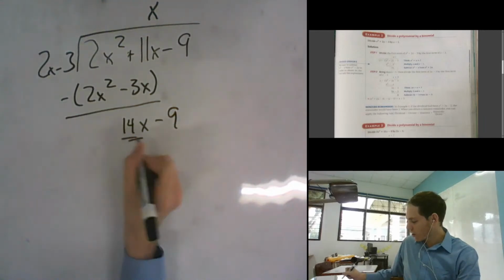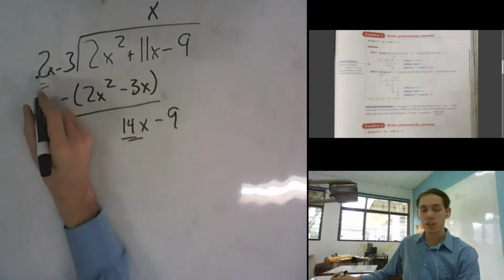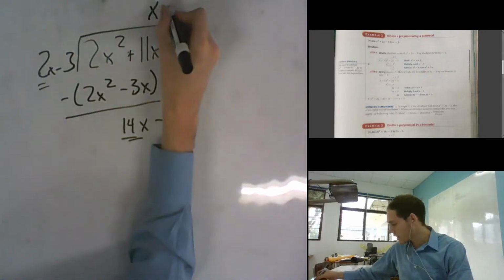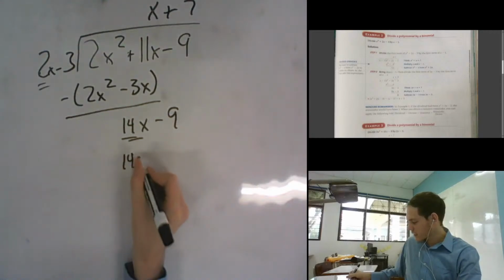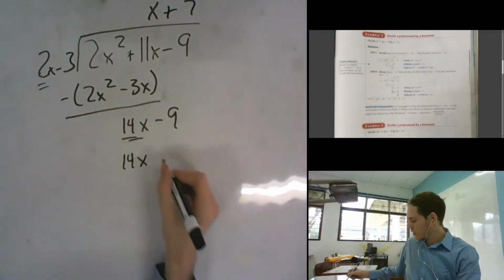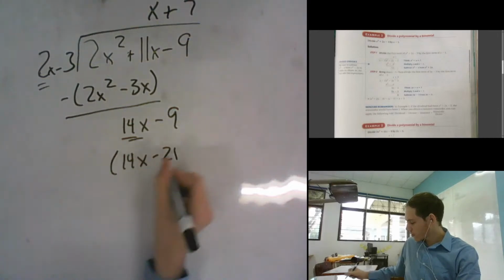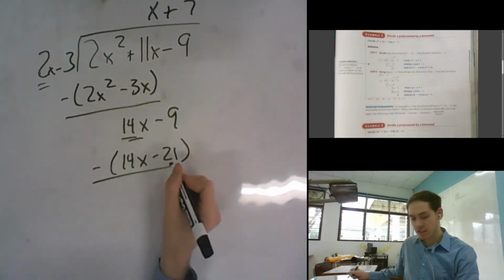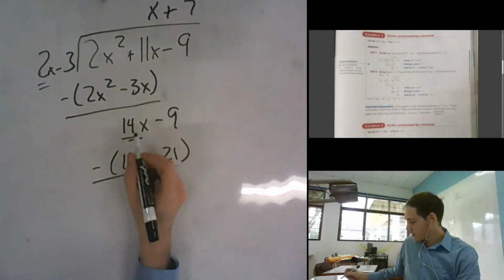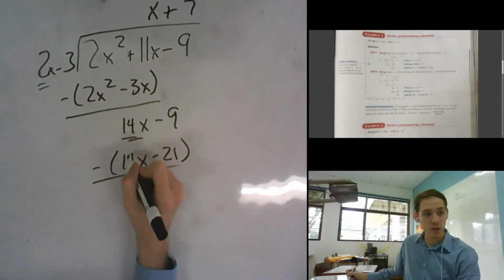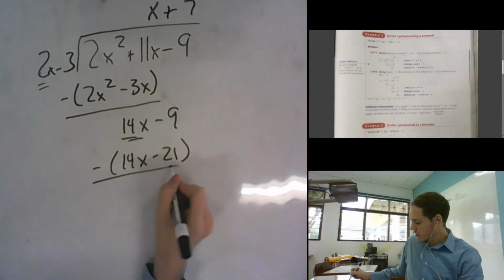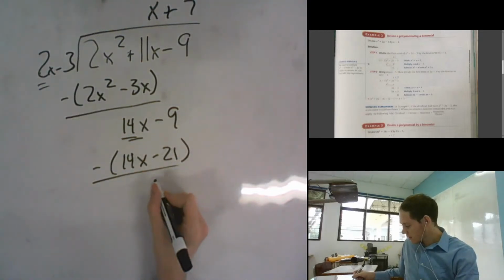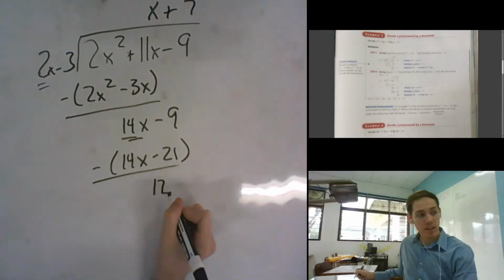So again, we look at our first term. 2x goes into 14x plus 7 times. 7 times 2x is 14x, that's right. 7 times negative 3 is negative 21. We're going to subtract. We get 14x minus 14x, 0. Negative 9 plus 21 is 12. Okay, we get 12.